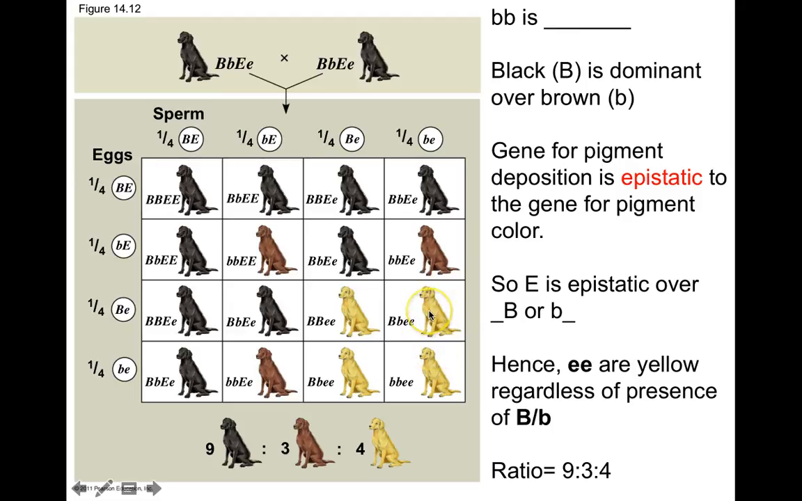So these dogs are definitely making black pigment, but because they are lacking that big E gene, they are not able to deposit that black pigment in their hair, so they are not able to appear black in color, so they appear gold. Same deal with this brown color allele. They're not able to deposit that pigment. So this is called epistasis. One gene will affect another gene. A pigment deposition gene will affect the coat color of the dog.